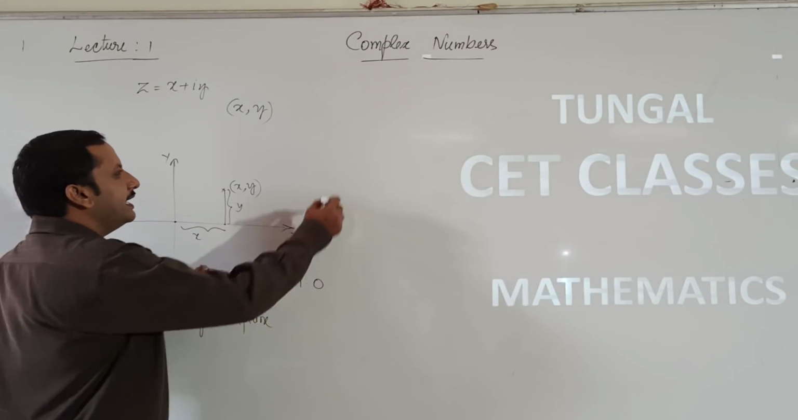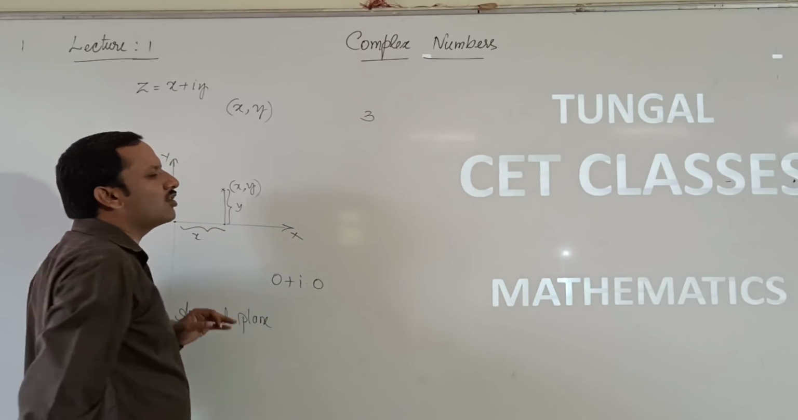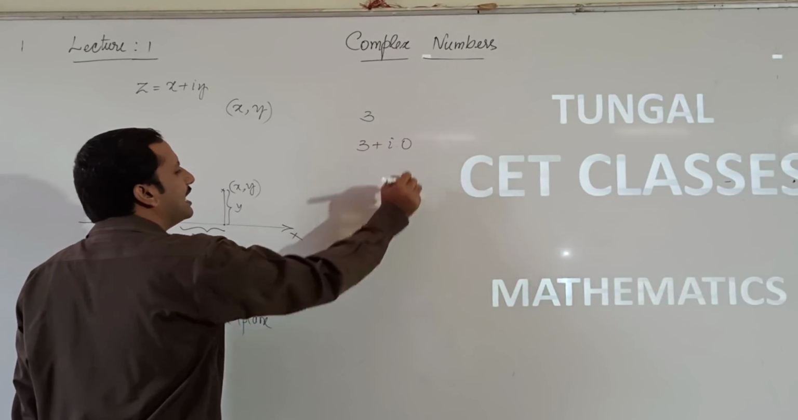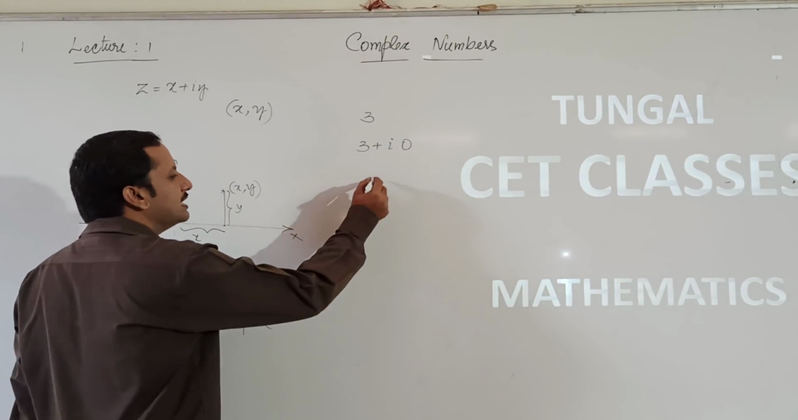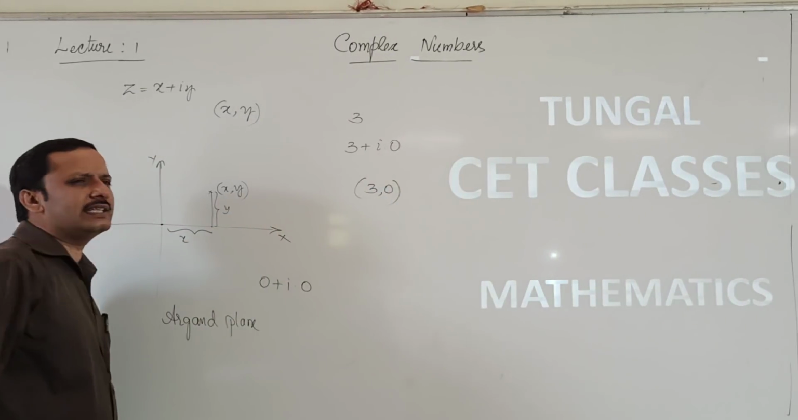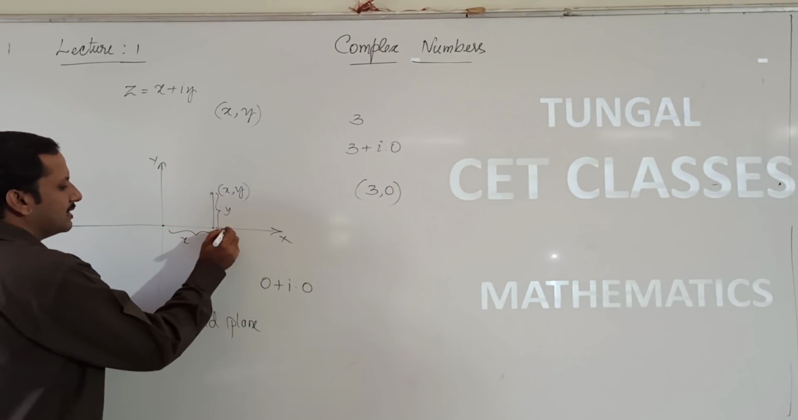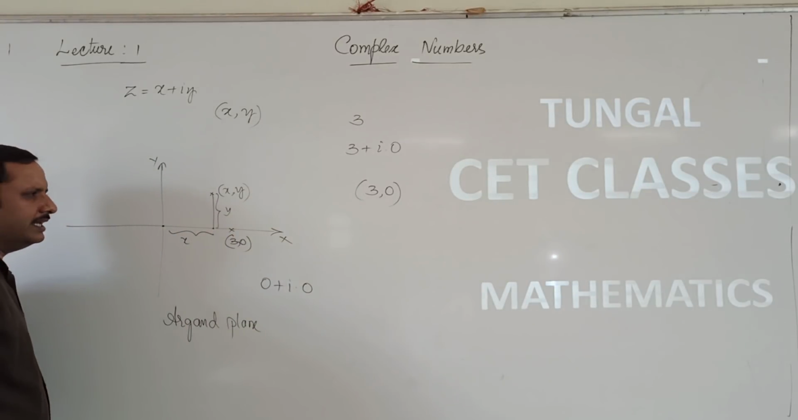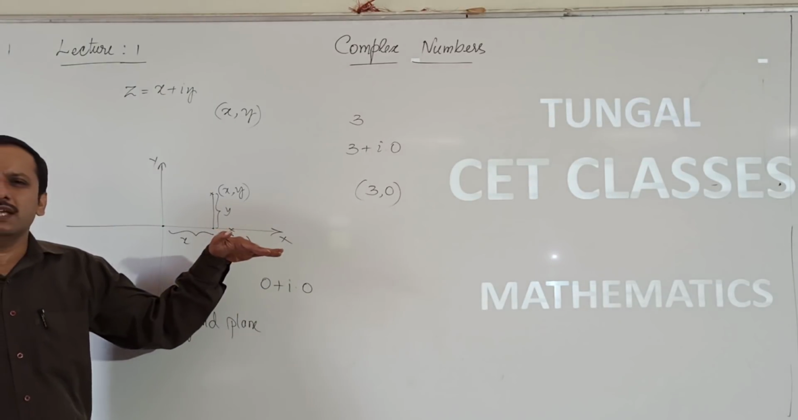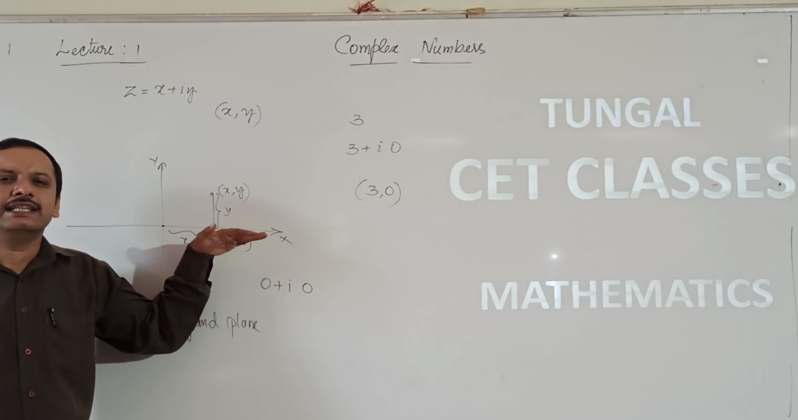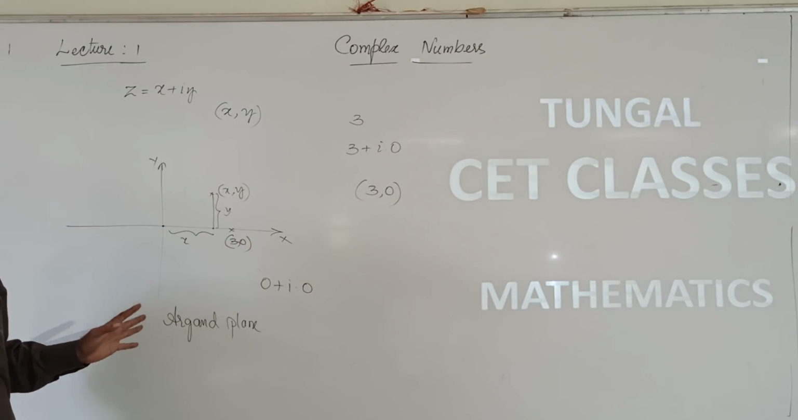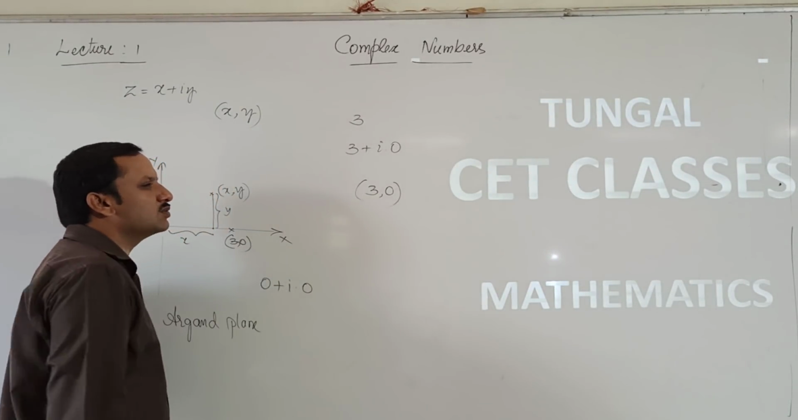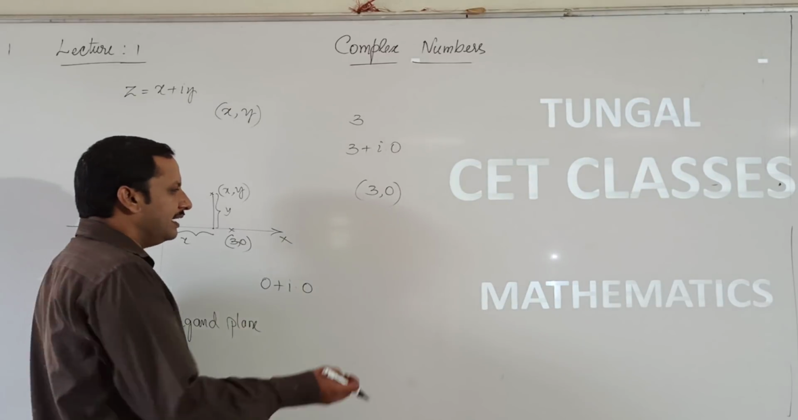Then, for example, if I take 3, 3 is a complex number which is purely real. That means its imaginary part is 0. I am writing 3 as 3 plus i into 0. So this complex number is represented by the point 3, 0. So where does 3, 0 lie? Somewhere here, it lies on the positive x-axis. So this x-axis is also called the real axis, and the y-axis is also called the imaginary axis. Why it is so, let me explain. Let me take some complex numbers which are purely imaginary.